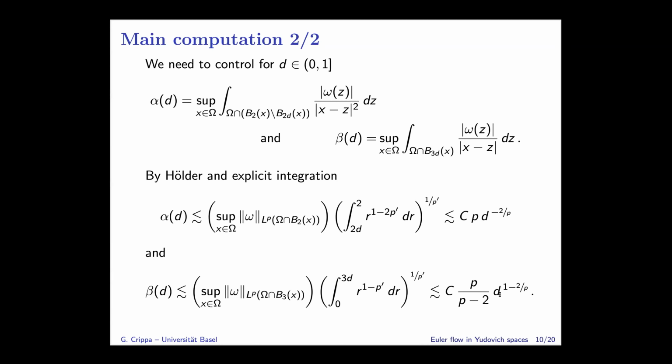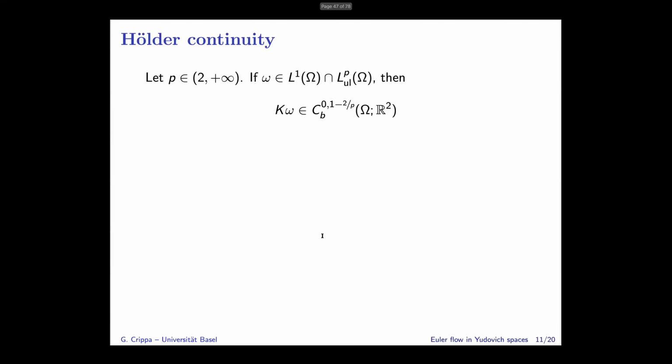So here I get distance. So these are numbers depending on the p at which I am doing the computation. Here I have d to the minus 2 over p, d to the 1 minus 2 over p. But don't forget that the alpha term already had a Lipschitz coefficient in front. Okay, then we get the following.